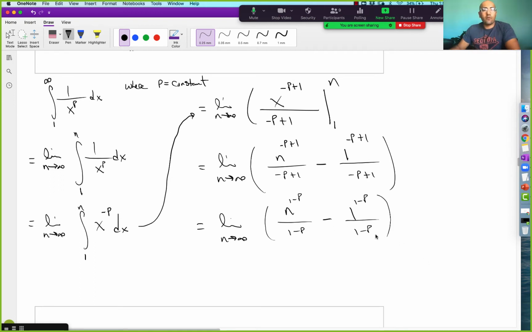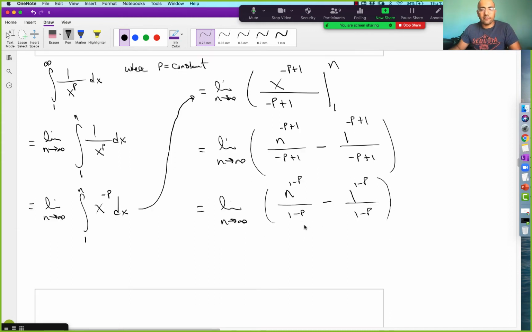Okay, and now I want to solve this by breaking it up into two cases. Case number 1 is when p is less than or equal to 1, and then think about the case when it's greater than or equal to 1. The reason I'm choosing 1 is because that's where this is going to be equal to 0, and that's the decider between a negative exponent and a positive exponent.